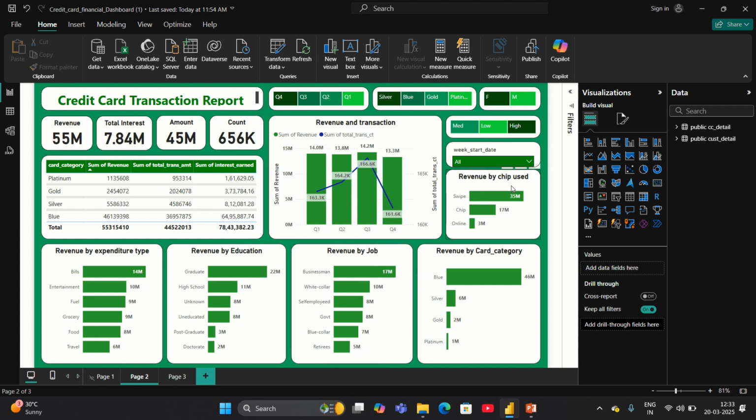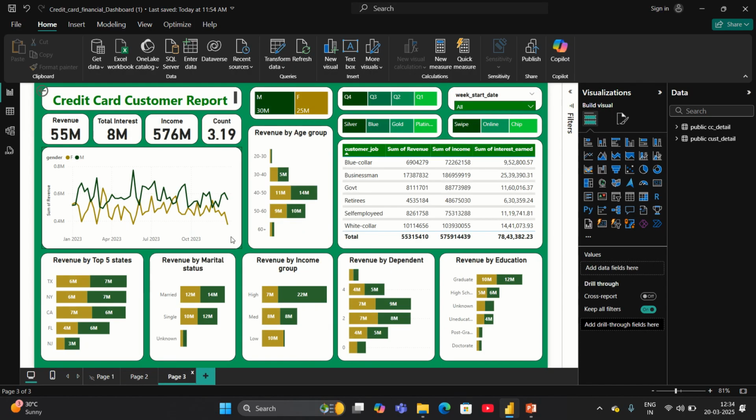Here you can see revenue by chip used. Swipe payments dominate, showing most transactions happen at physical stores, followed by chip, but online payments are the lowest. This is the credit card transaction report. Now I will show you the credit card customer report in the next page. Here I have kept four key metrics as they are.